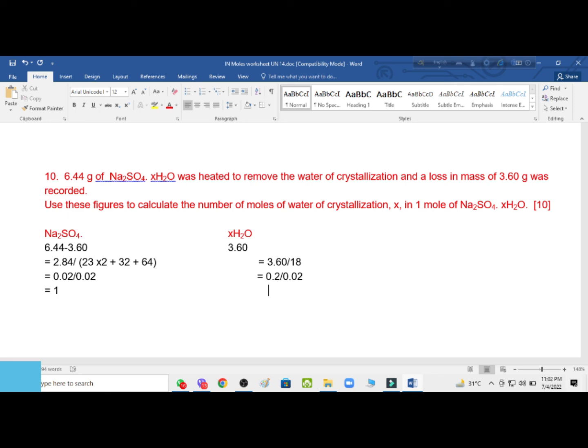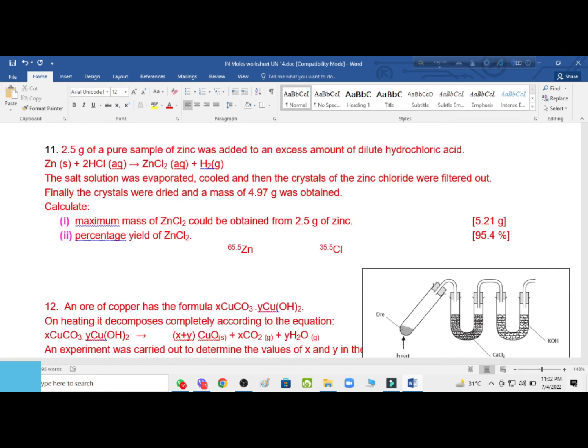Now another similar question, not very different. 2.5 gram of pure zinc was added to excess amount of hydrochloric acid. The salt produced was evaporated. Salt is that. This is the salt produced. The amount of the salt was this. Calculate maximum mass of zinc chloride to be produced from this experiment.